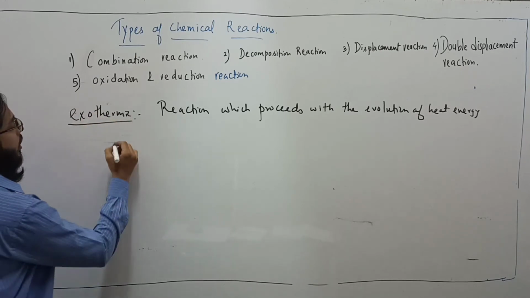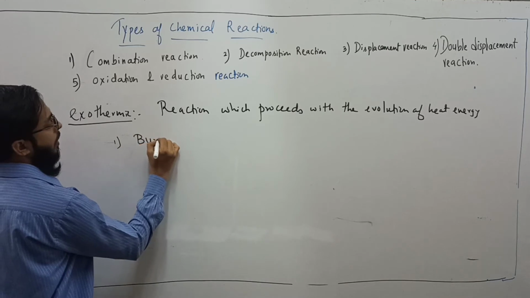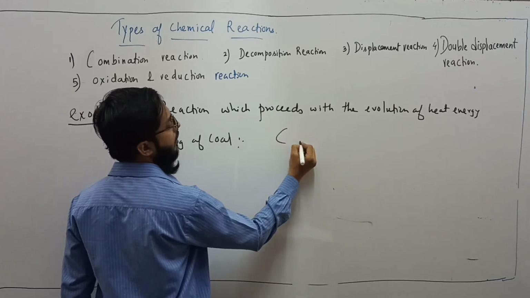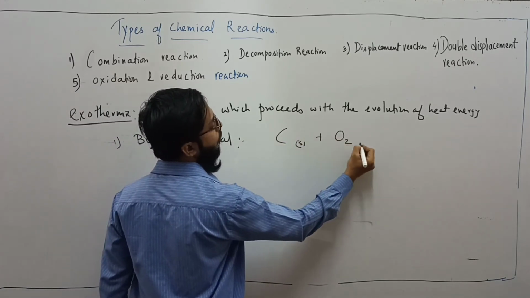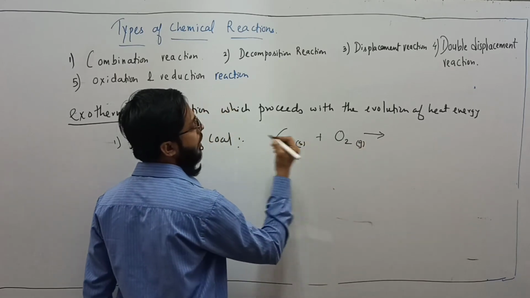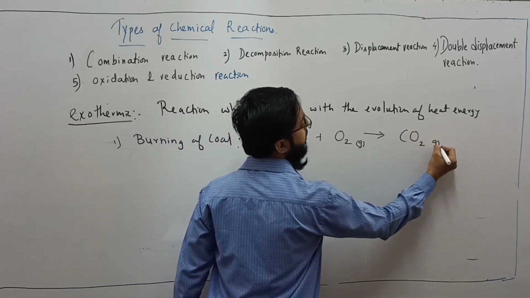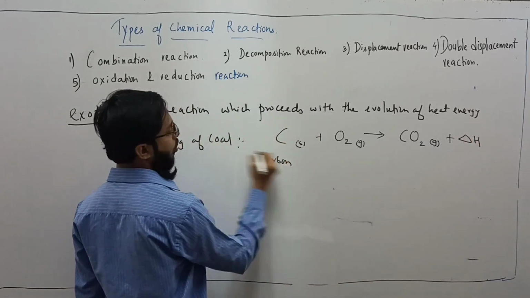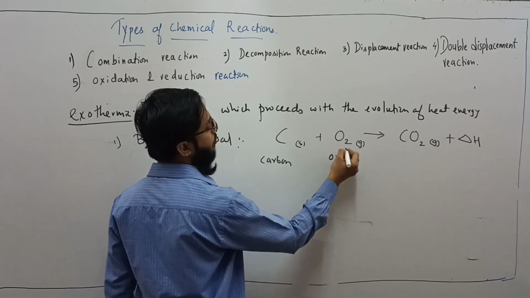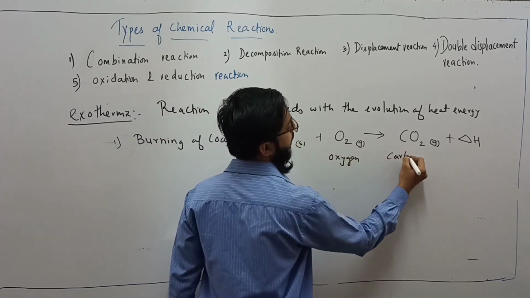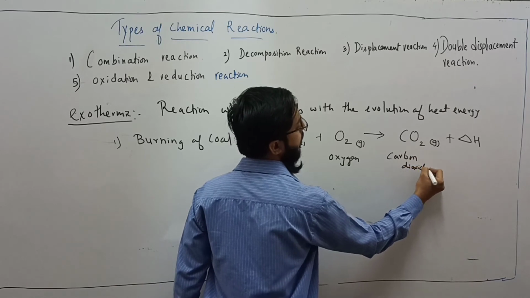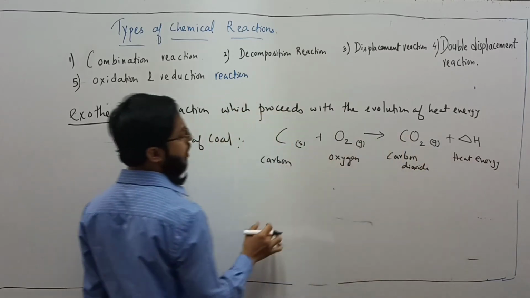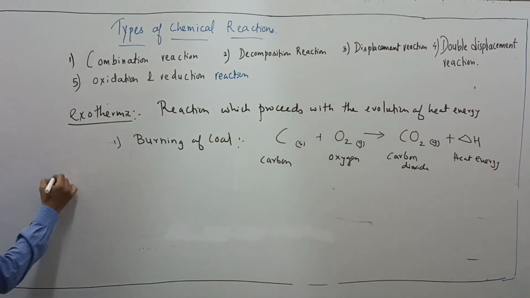Heat is given out. Let's take the example of burning of coal. What is coal? Carbon. Carbon is solid. When it burns in air, obviously oxygen is required for burning. Carbon dioxide gas is produced and heat energy is evolved. So this carbon is actually coal. Air has oxygen which is used for burning, and carbon dioxide gas is given out and heat energy is given out. So the product is only one. Also, this is actually a combination reaction.